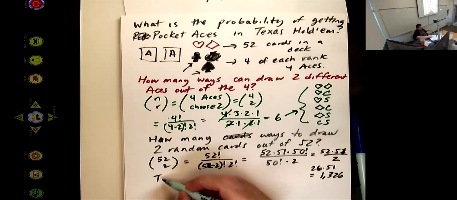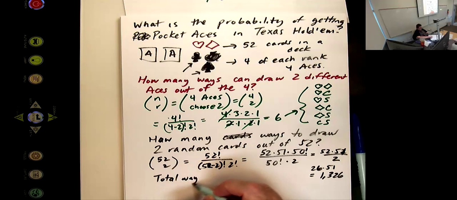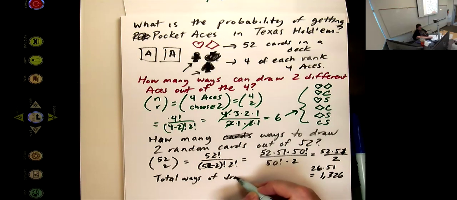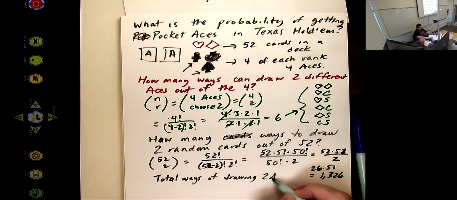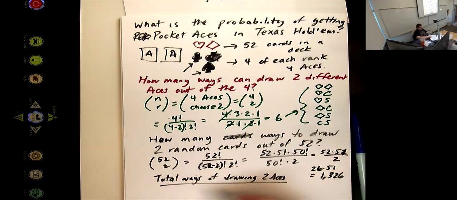So the total ways of drawing two aces with the first two cards over the total ways of drawing two cards will give us the probability.